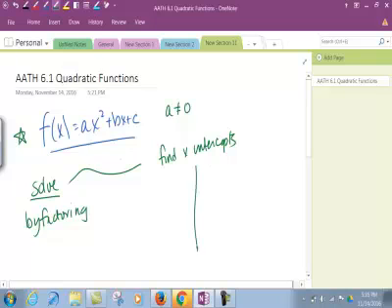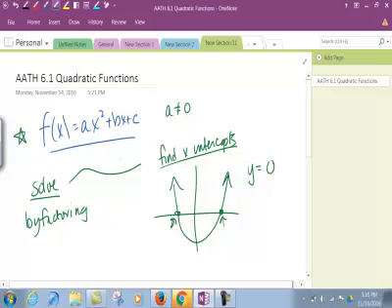So let's talk a little bit about the graph of a quadratic function. It makes a shape called a parabola. All right. The x-intercepts are these two places in this case where the graph crosses the x-axis. And the way we find x-intercepts for any function is we set y equal to 0.